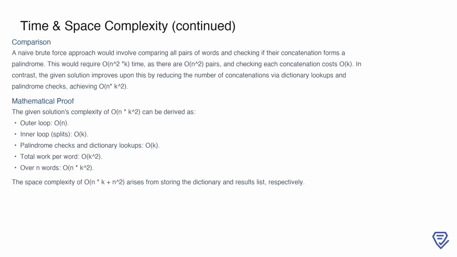Mathematically, this arises from the outer loop running O(n) times, the inner loop performing O(k) splits, and O(k) work being done per split. Over all n words, this totals O(n * k squared). For space complexity, the dictionary and results list dominate, requiring O(n * k + n squared) space. This efficient use of time and space highlights the advantages of the optimized approach over brute force.